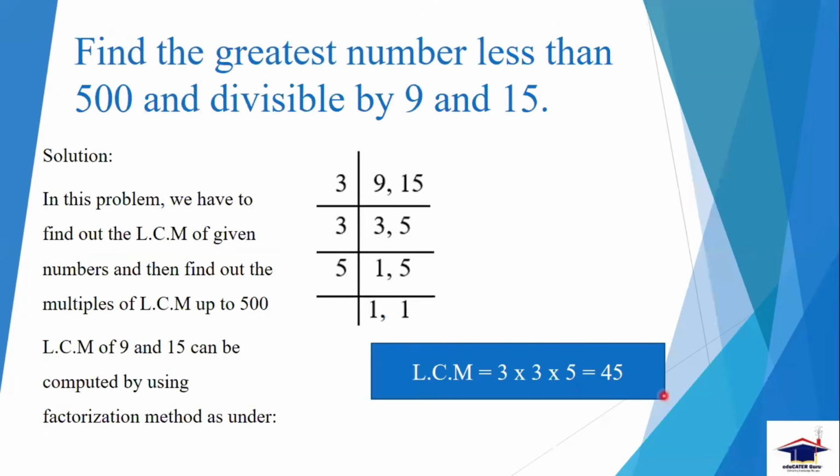Next, find the greatest number less than 500 and divisible by 9 and 15. So in this problem, we have to find the LCM of the given numbers 9 and 15 and then find the multiples of the LCM which are less than 500. So first, by using the factorization method, we will find the LCM of 9 and 15. So 3 3s are 9, 3 5s are 15. So 3 1s are 3, then 5 we have to write as it is since it is not divisible by 3. Then 5 1s are 5. So the LCM is 3 into 3 into 5 which is 45.